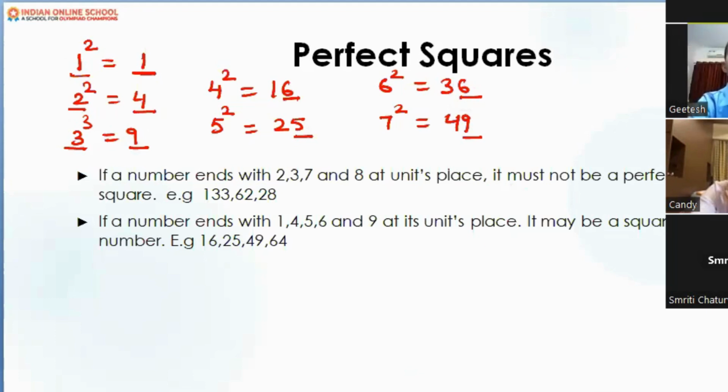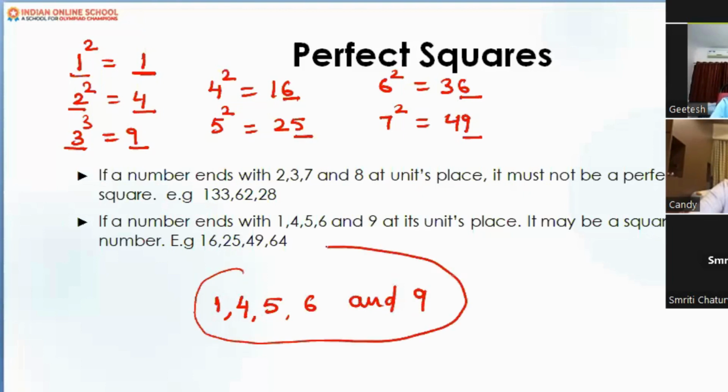Okay, so what we can conclude, if a number is ending with the digit 1, 4, 5, 6, and 9, then only can we say that the number given to us could be a perfect square. That number can be a perfect square. So the first condition for being a perfect square is that the number should end with a digit 1, 4, 5, 6, or 9.